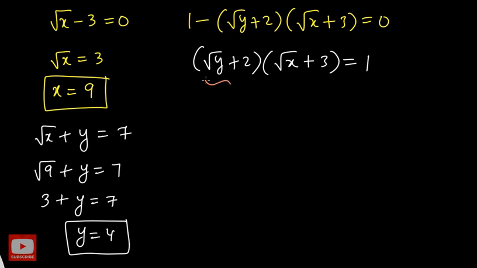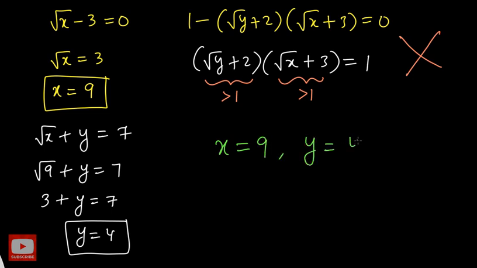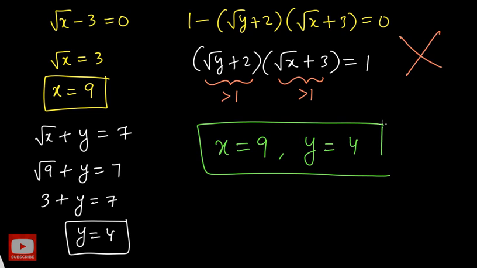You can carefully observe here that this term is clearly bigger than 1, right? Because square root of something is positive, plus 2 is again bigger than 1, and this also is bigger than 1. So we have two positive numbers bigger than 1 whose product is 1. Is it possible? No, right? It is not possible to have two numbers bigger than 1 whose product is 1. So this condition will not work, so we'll reject that condition. So finally we have the solution x equal to 9 and y equal to 4. You can plug these values back in the equation and check it out.